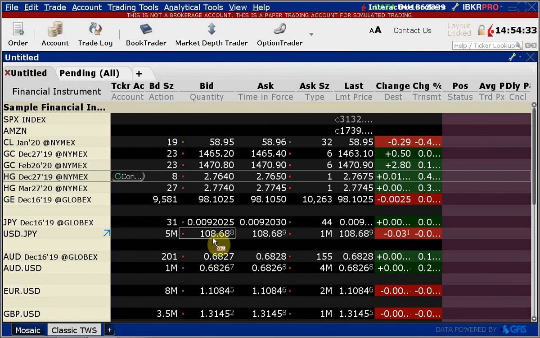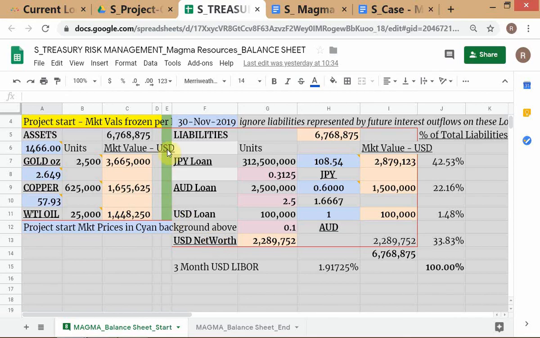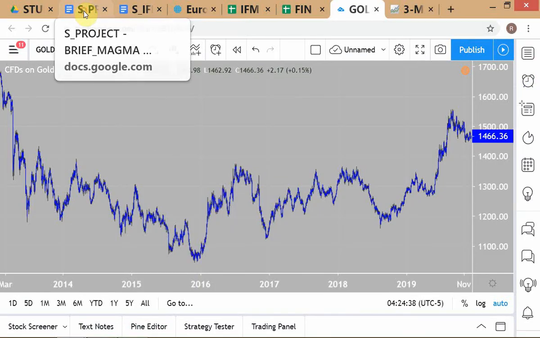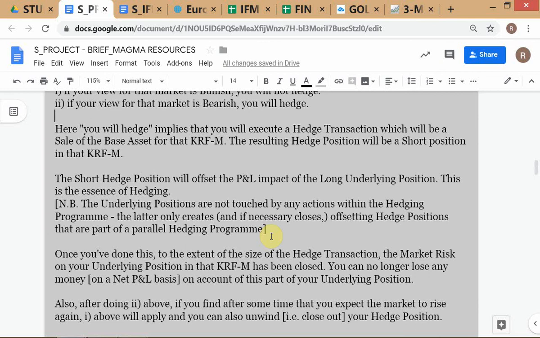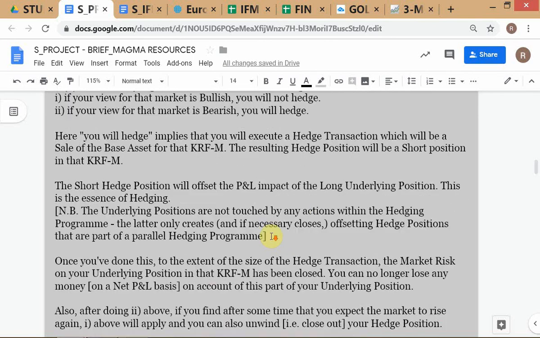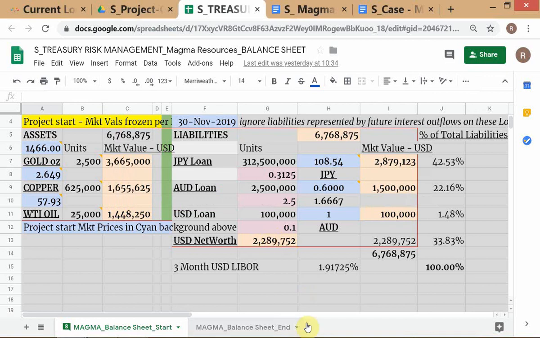You can read up your notes later on, and everything is explained in the notes or in the project brief. What is the hedging logic? What do you have to follow? Does anybody here not understand the hedging logic now? What you have to do: size up the risk book, identify KRFs, list down the underlying position for each KRF, then take each KRF by turn. Repeat for all KRFs.